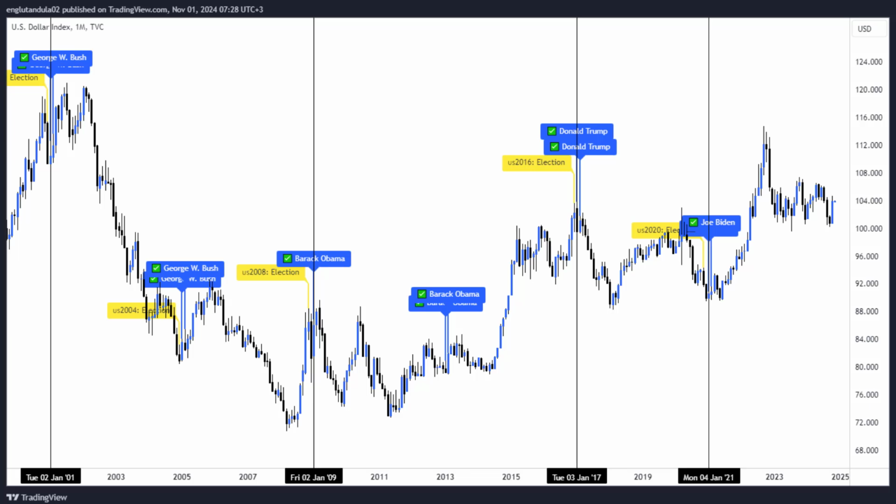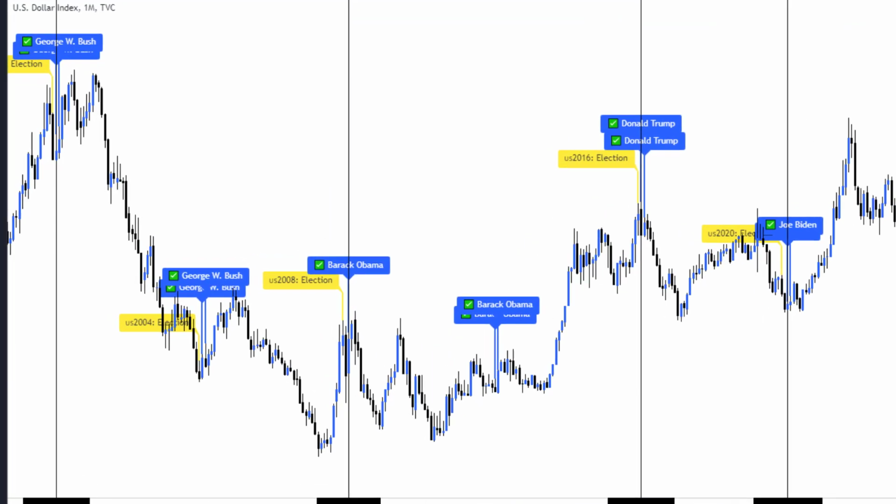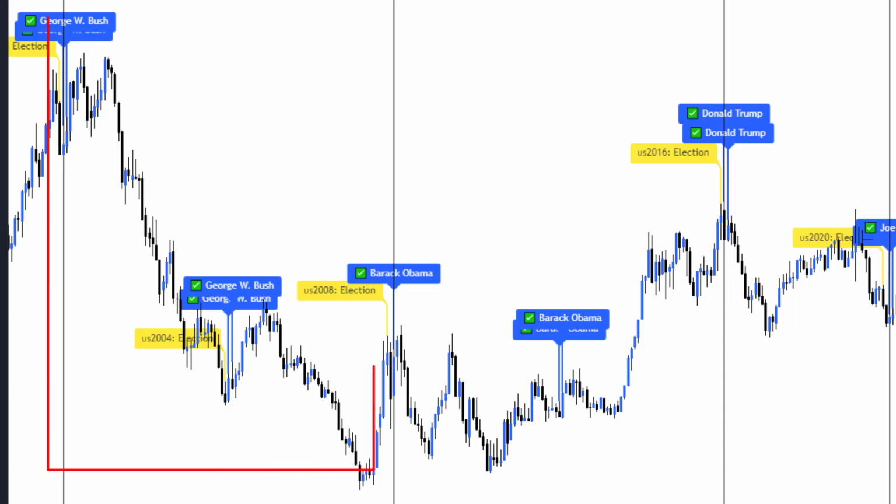As we can see in this chart, US elections have historically triggered significant volatility in the US dollar index. Let's break it down year by year. 2004, George W. Bush's re-election. Looking at the chart, the dollar showed a strong downward trend throughout Bush's first term, reflecting weakness due to geopolitical concerns like the Iraq War and rising fiscal deficits.